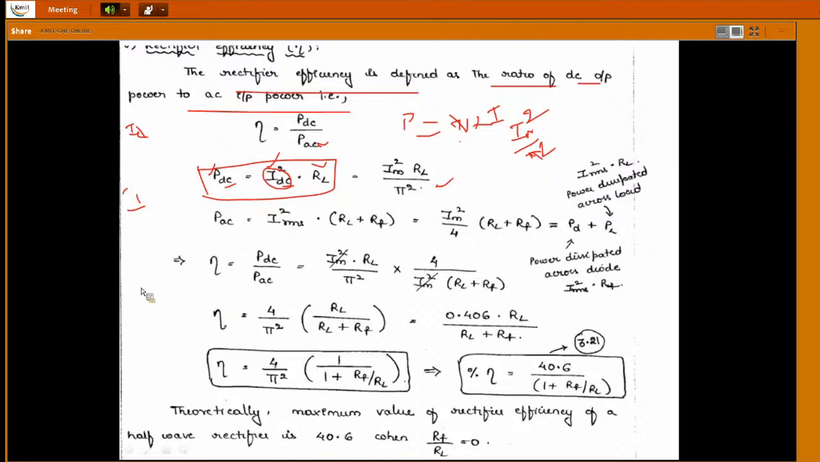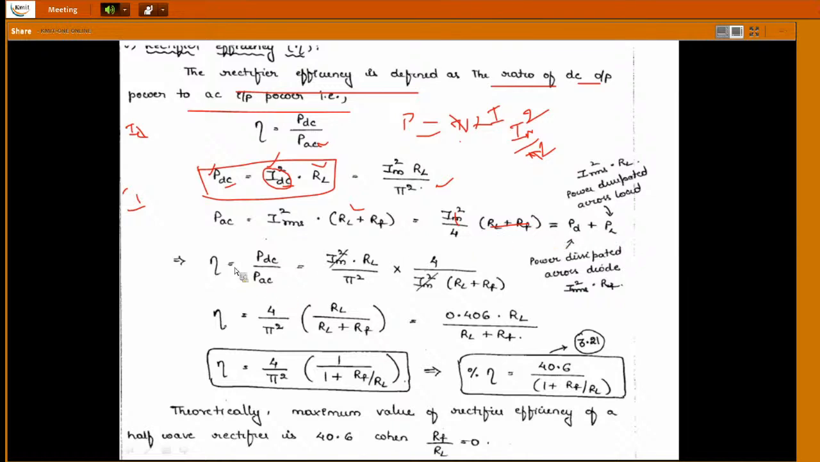The next one is the AC power, given by I square into RL, and that is I square RMS into RL plus RF. We can remove this also. Im square by RL plus RF. This is IRMS square into RL, the power dissipated across the load. This is across the diode. In this case we are going to consider two things, across the load and across the diode, because two resistors are there.